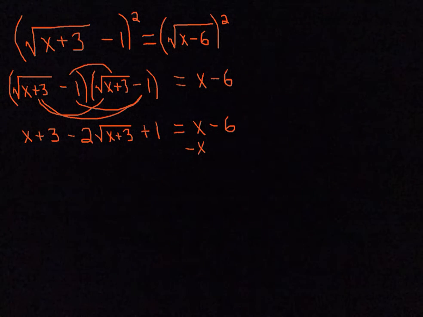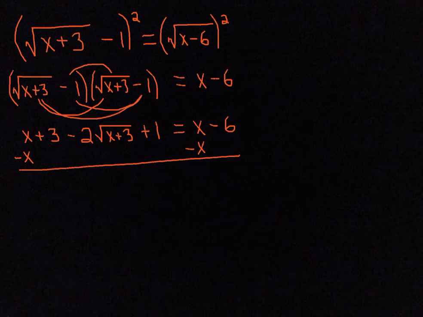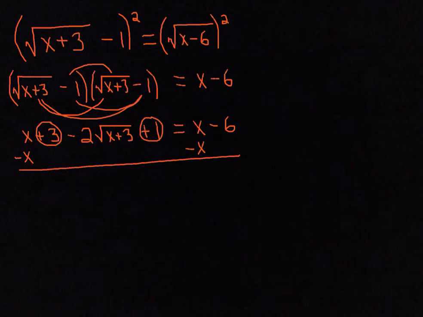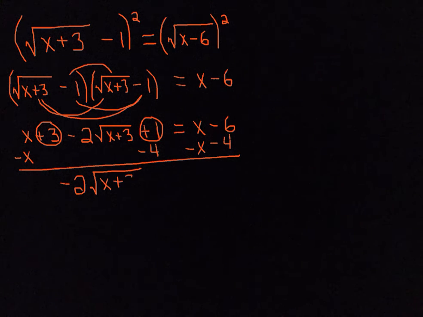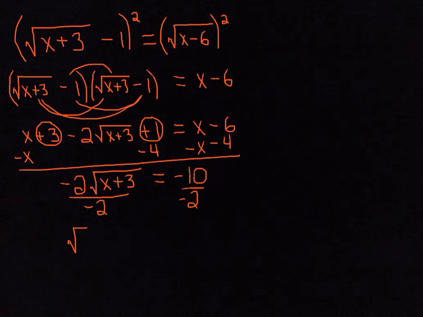Now, let's get the x's on the same side, so they're going to cancel there. And I also see that we have a 3 plus a 1. 3 plus 1 is 4. So let's subtract 4 on this side. So I got negative 2 square root of x plus 3 is equal to negative 10. Now, since this is being multiplied by negative 2, let's divide by negative 2. And so I have the square root of x plus 3 is equal to 5.